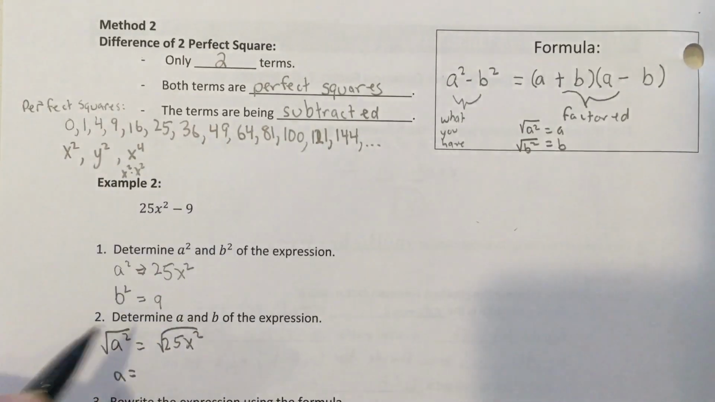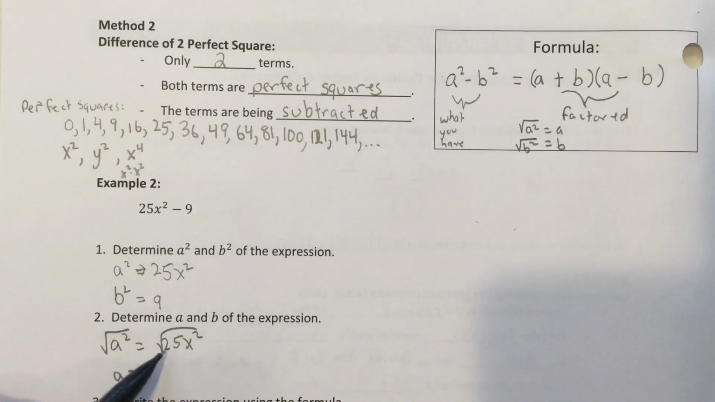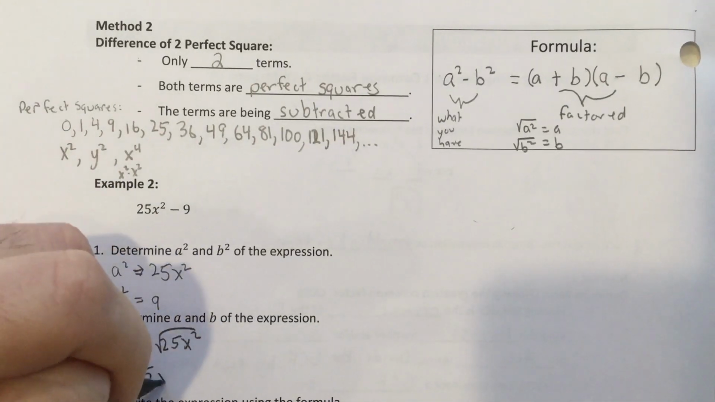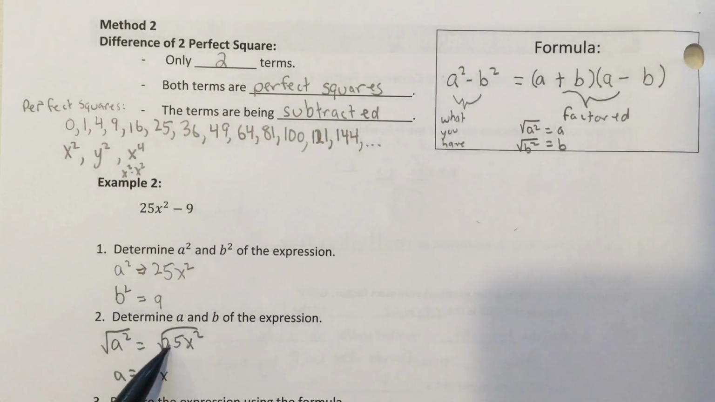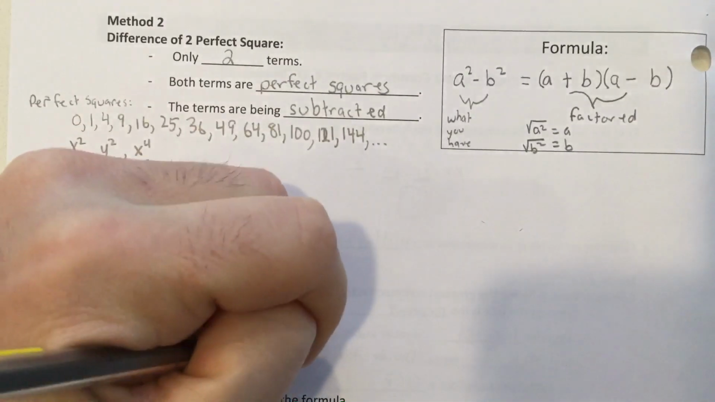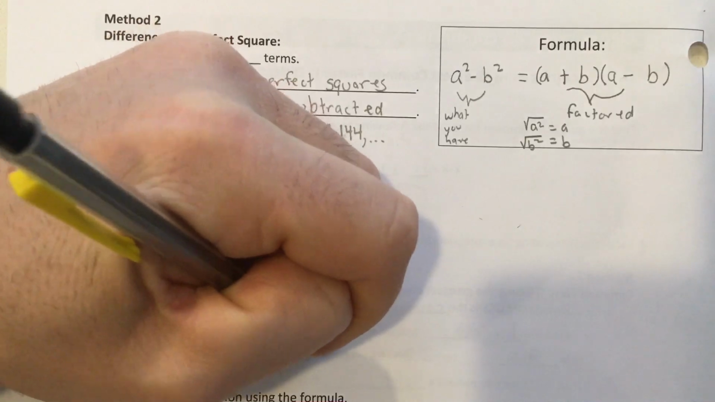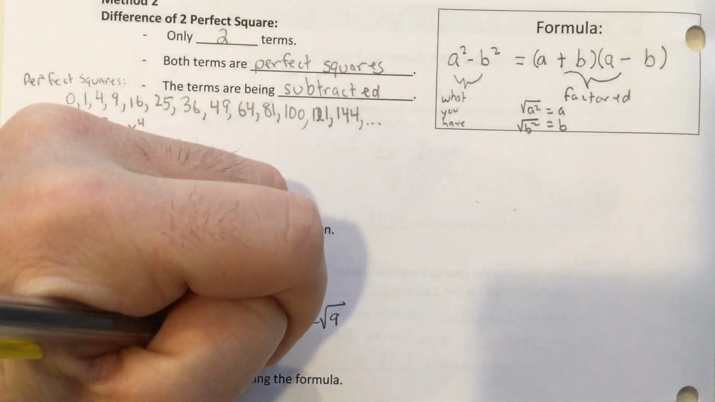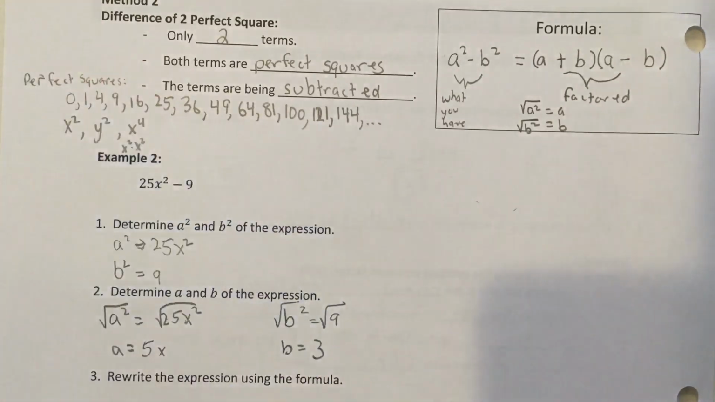So a would be the square root of 25x squared. So the square root of 25 is 5, and the square root of x squared is x. Because again, 5 times 5 is 25, x times x is x squared. And again, if I wanted to find out what b was, if b squared is 9, I have to take the square root of 9. What times itself is 9, which is 3.